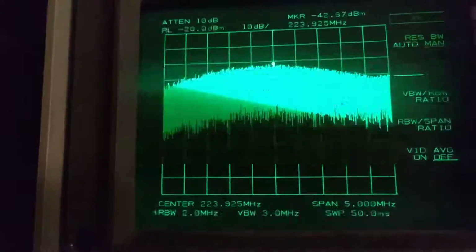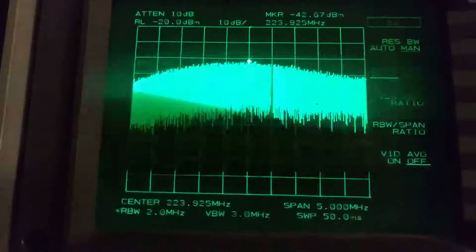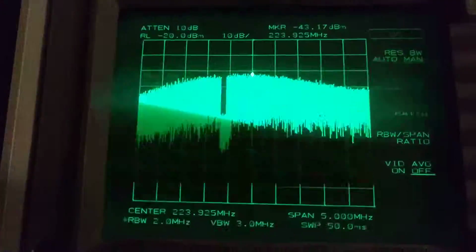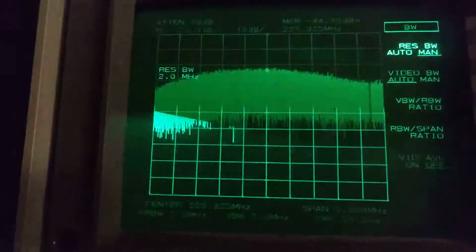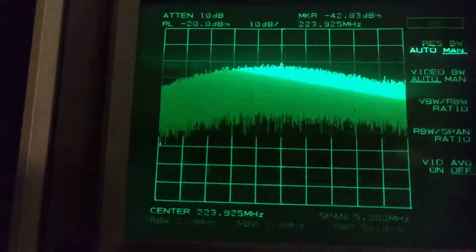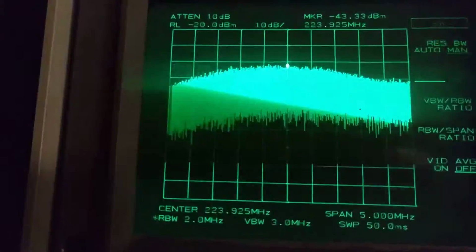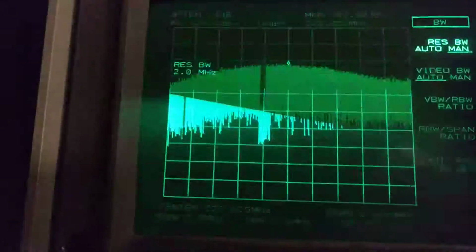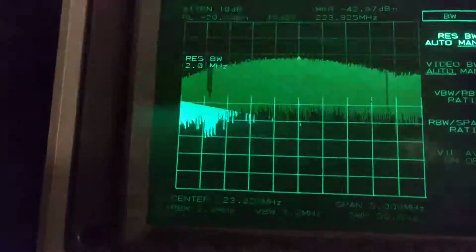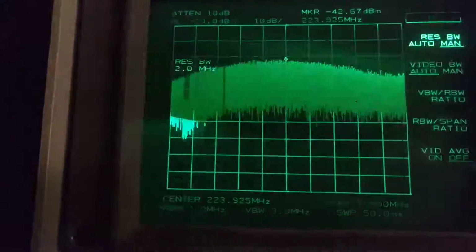Now all the signal stays inside the filter, even if it is not an ideal filter, and now the measurement is 43, 42, 43. Let's say 1 dB of uncertainty.